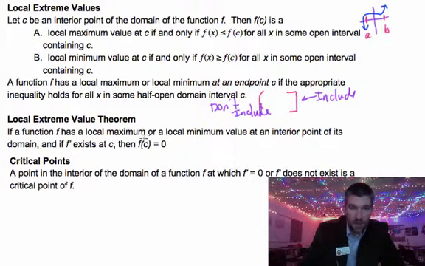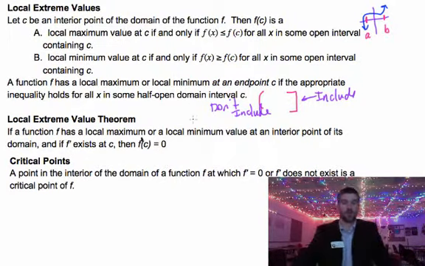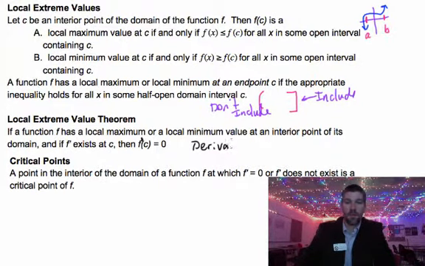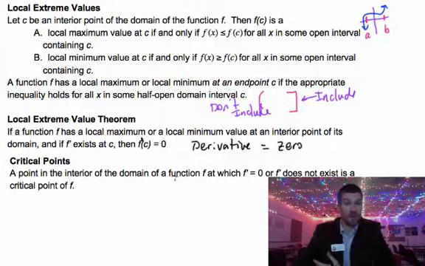So in other words, where the derivative equals 0, that's where we're going to have these max or min values. So where the derivative is equal to 0, that's where we're going to be really interested. Critical points can occur on the interior of a domain of a function at which f prime equals 0 or f prime does not exist.